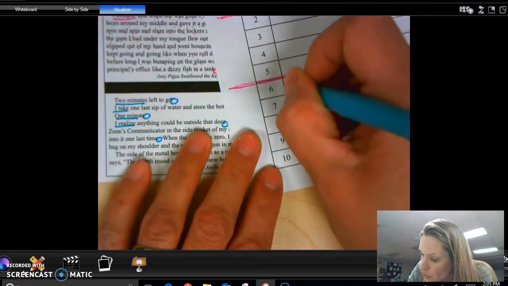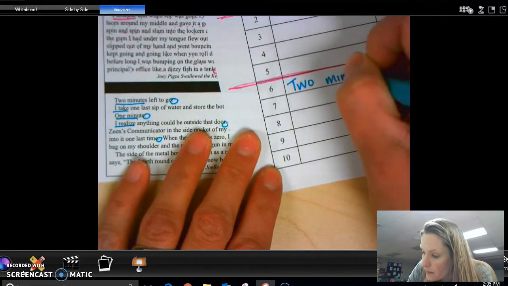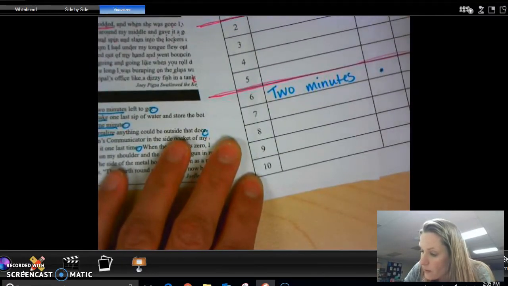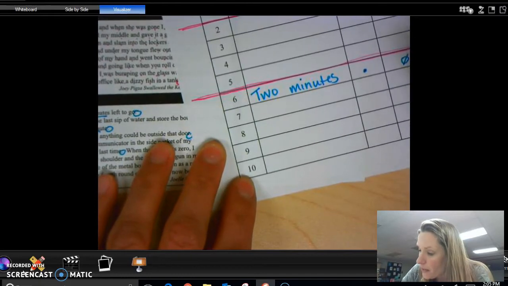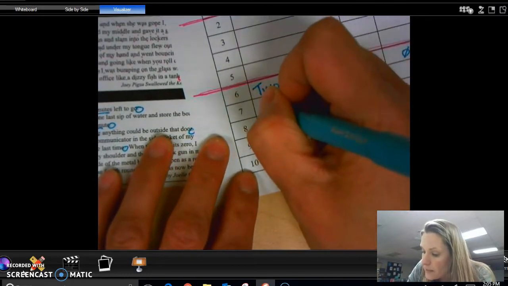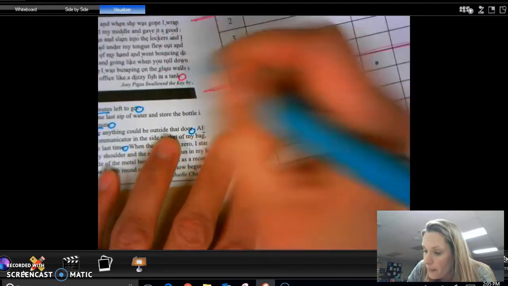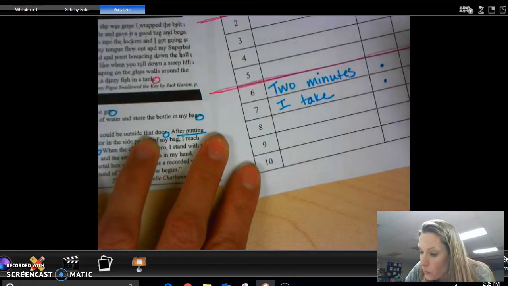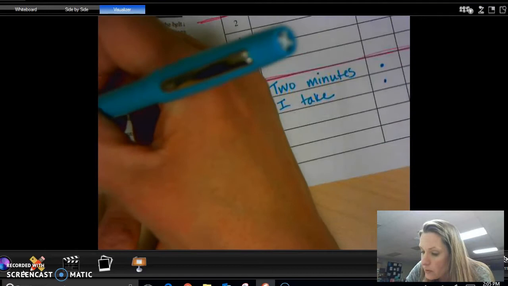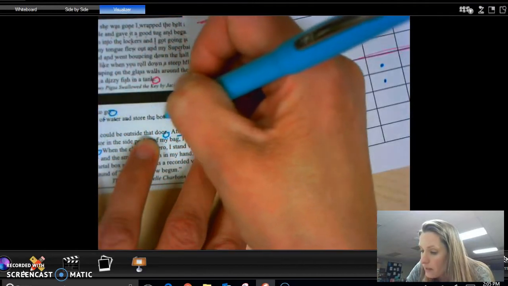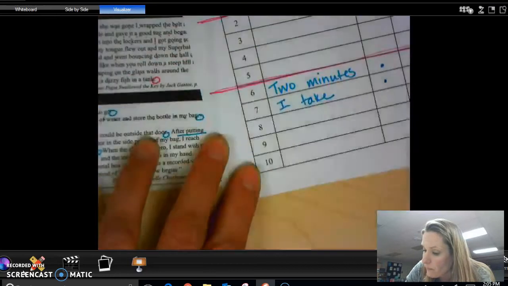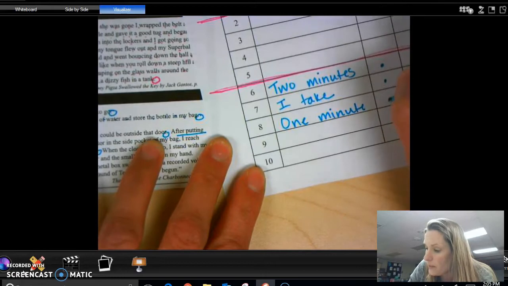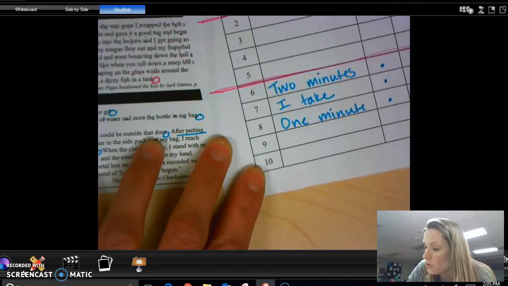The first 2 sentences are 2 minutes. Ending punctuation is a period. There are 0 ands, buts, and ors, and there are 5 words in that sentence. The next one is I take. The ending punctuation is a period. There is 1 and, but, or or. 1, 2, 3, 14 words. The next one is 1 minute. Ends in a period. No ands, buts, or ors, and only 2 words.